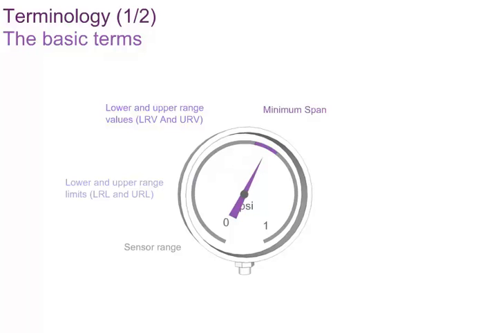Minimum span. The minimum span is the lowest calibrated value resulting from the difference between URV and LRV. Turn down, also called rangeability. The turn down of a transmitter is the ratio between its URL and the minimum recommended span. It represents the capability of the transmitter to cover several pressure ranges without deteriorating the transmitter performance. Maximum working pressure. It is the maximum pressure the transmitter can withstand without any damage.